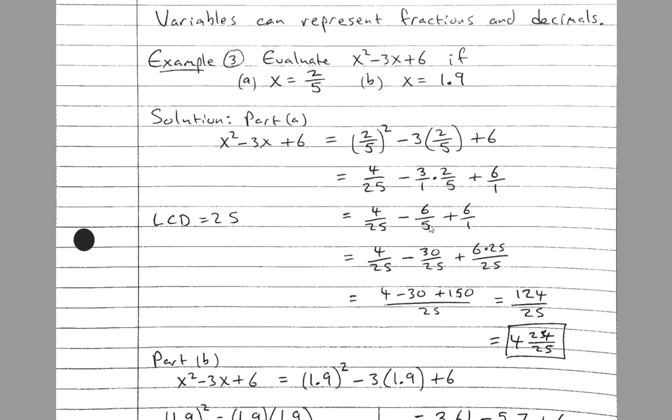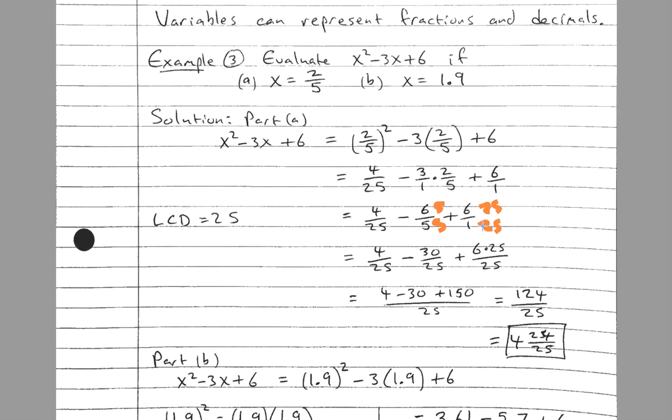And when we're adding and subtracting fractions, we need a common denominator. The least common denominator is 25 for these. So here I've multiplied top and bottom by 5, and here by 25. So that's 4 over 25 minus 30 over 25 plus 150 over 25. There are different ways to do this.